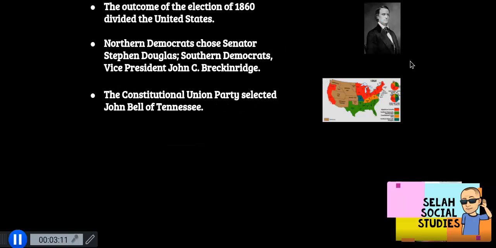So we have the election of 1860. Who is going to be running against whom in this election? It says right here on the slide that yes, the election of 1860 will divide the United States, and it does, very much so. So let's go over who is running.